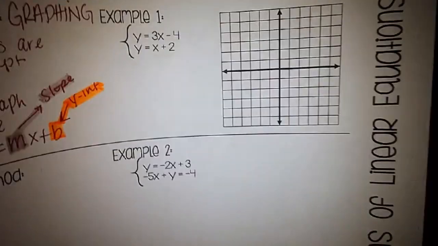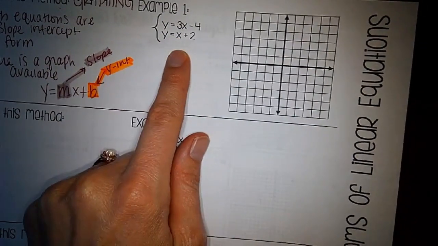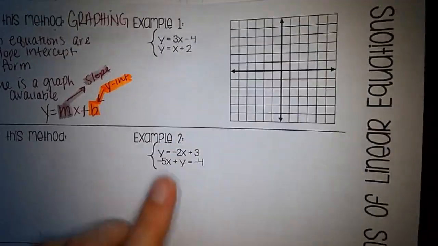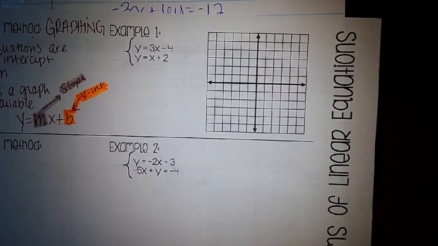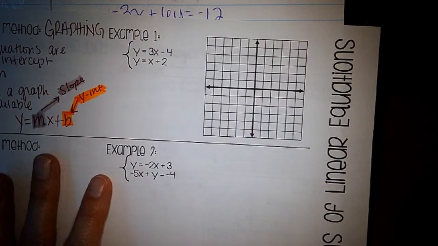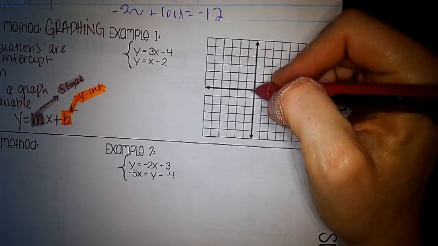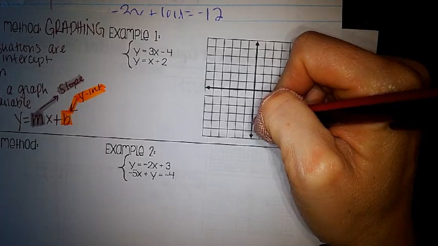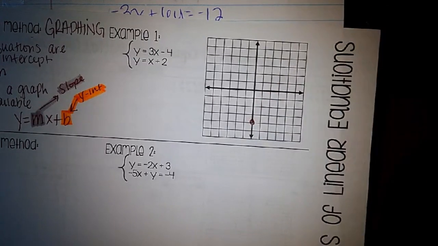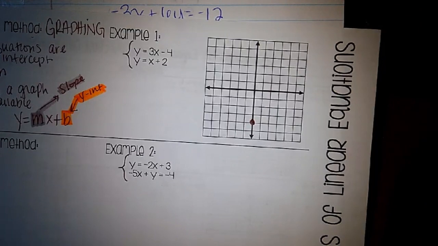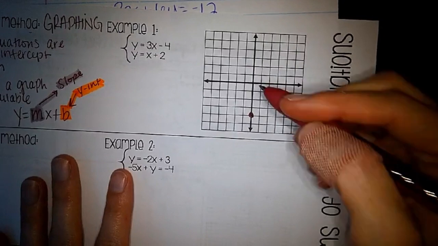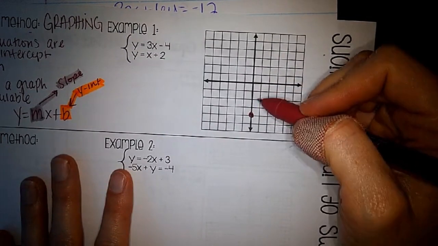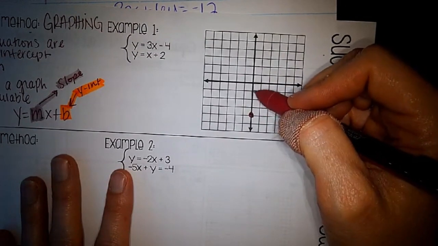Okay, so let's look at it. Are they in slope-intercept form? Yes, okay, so if we were to graph them on the graph, where would I start for my first equation? -4. And then what would I do? Rise 3, go which direction one? Go right or left?